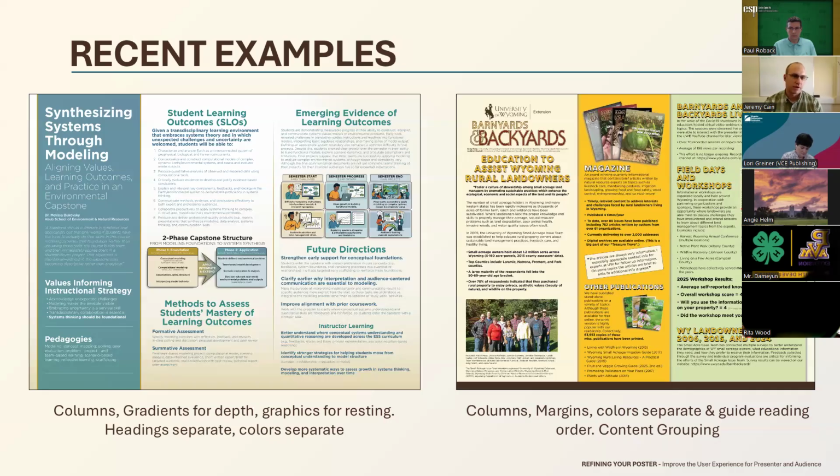Headings separate the different areas without needing a hard line box. And then on the right, columns again, margins keep people in place. The colors separate ideas and the sections, but similar ideas and sections are together, and that's for content grouping.